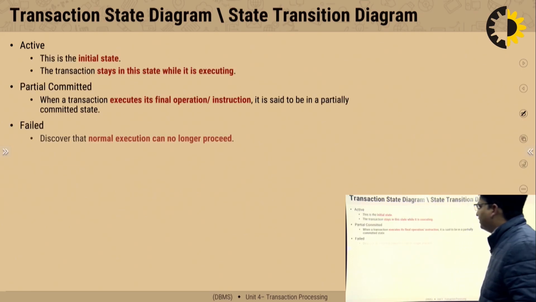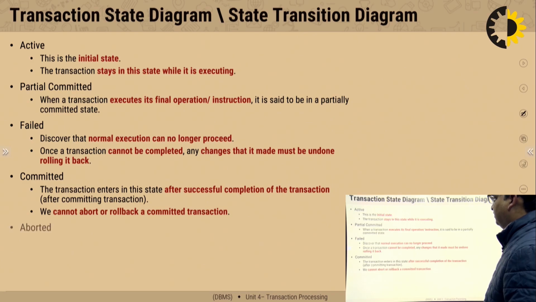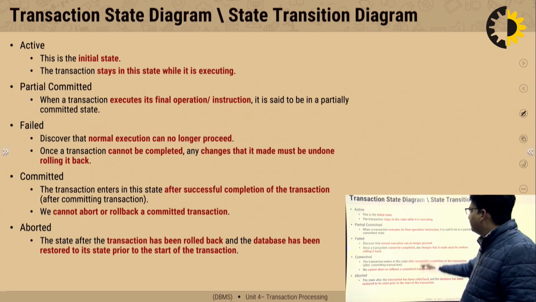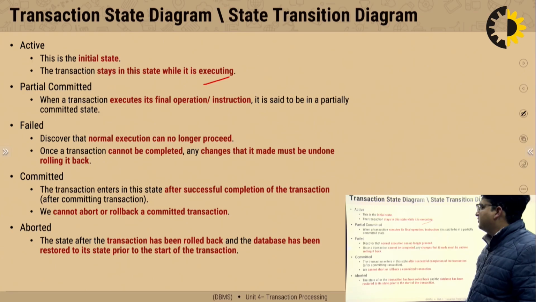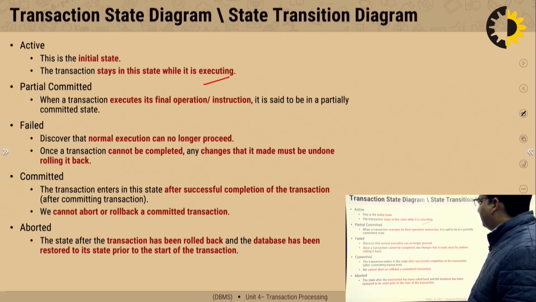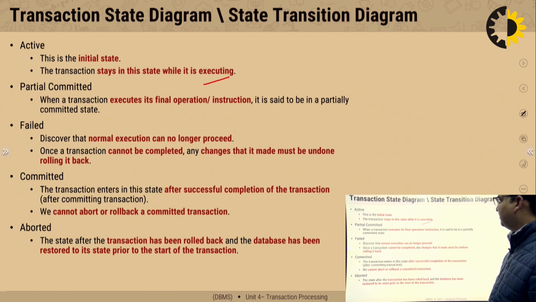So, in a nutshell, we can sum up the various states. First is the active state, where the transaction stays in this particular state while it is executing. Next is the partially committed state. When a transaction executes its final operation, we say it is in the partially committed state. And the failed state means that we discover that normal execution can no longer proceed.